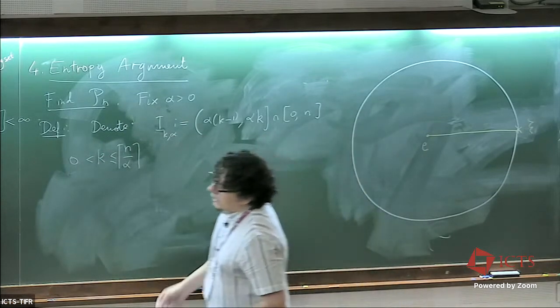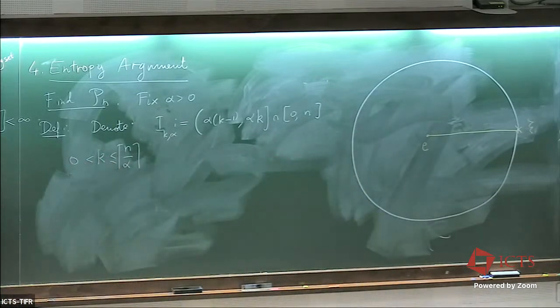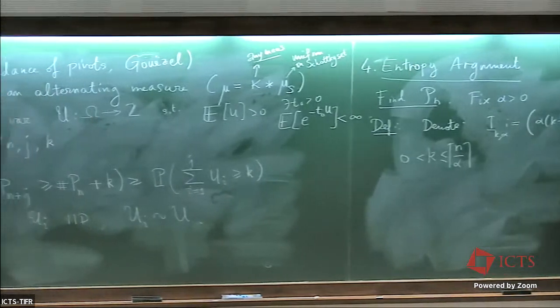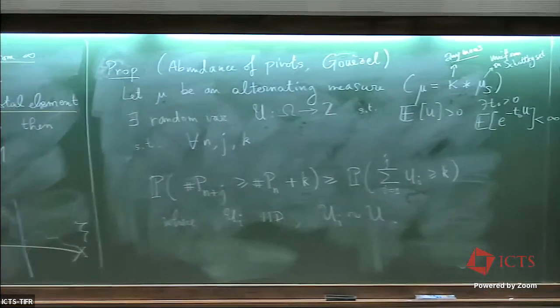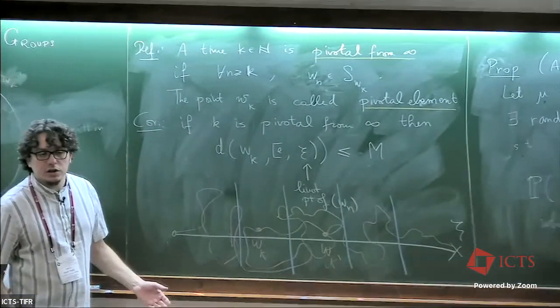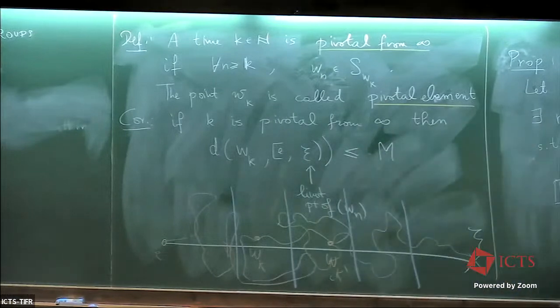So first of all, we have our timeline, and we chunk it into intervals of the same length. And now, what do we want to know? For each such interval of time, we can check whether there is a pivot in this interval or not. If there is a pivot, we pick the pivotal time and the pivotal element. And if not, then it's fine.